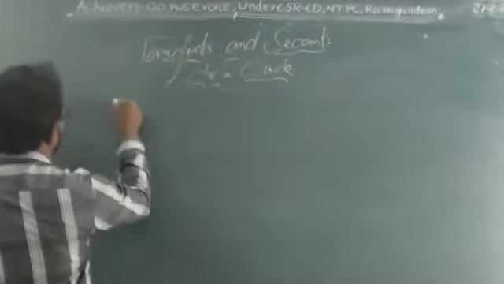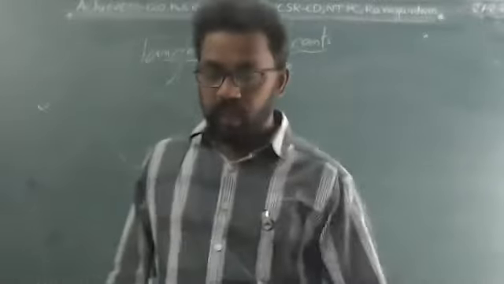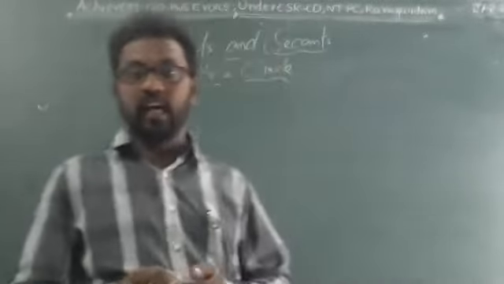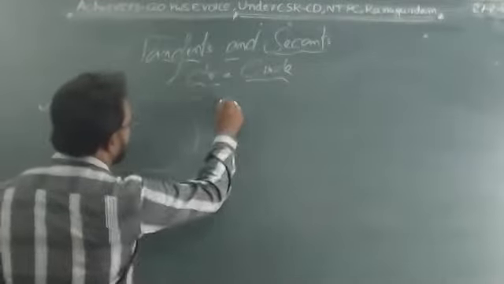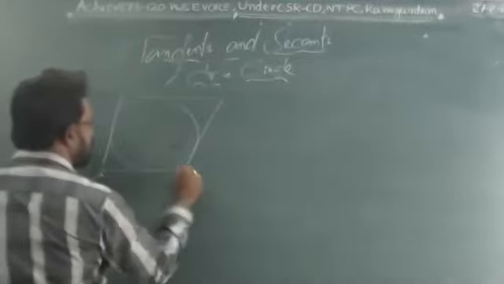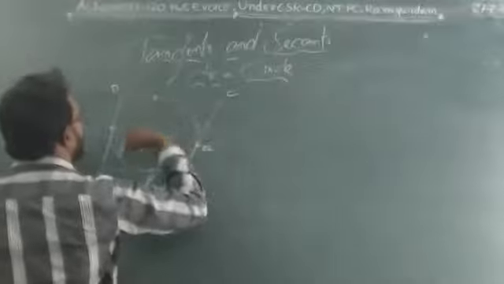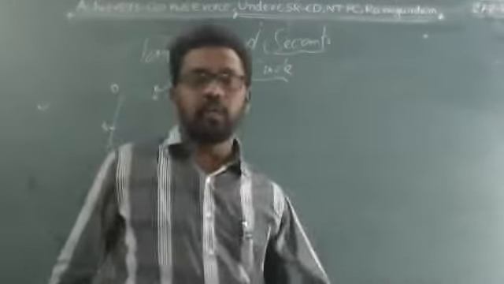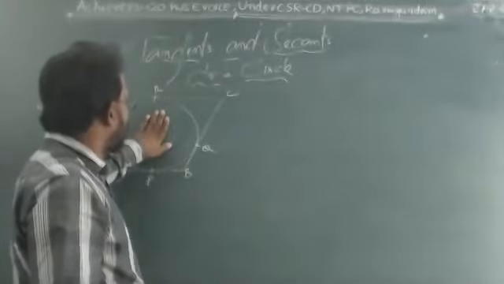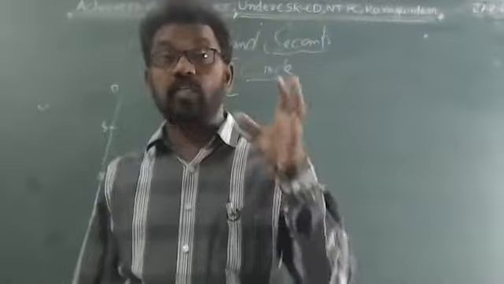That is, prove that a parallelogram circumscribing a circle is a rhombus. Parallelogram ABCD is a parallelogram, and P, Q, R, S are the points of contact. Then show that this parallelogram circumscribing a circle is a rhombus. We have to prove that the quadrilateral is a rhombus.